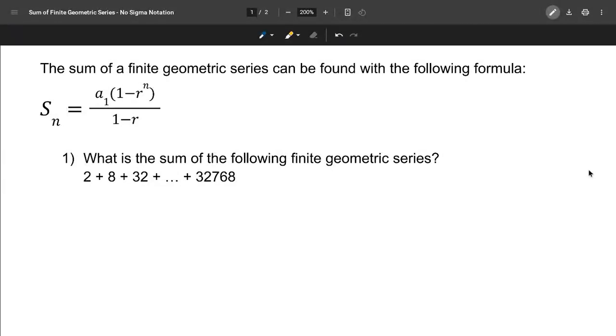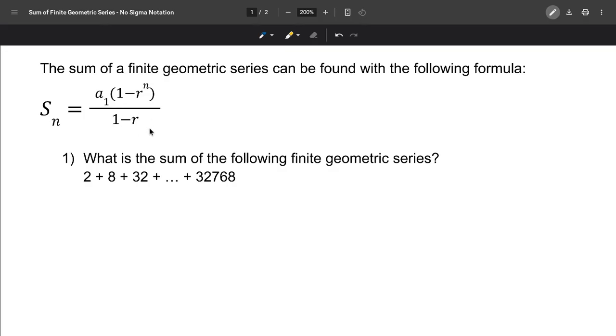In this video we are going to be finding the sum of finite geometric series. We're going to use this formula: the sum of n terms equals the first term times 1 minus the common ratio r raised to the power of the number of terms, and that's all divided by 1 minus the common ratio r.